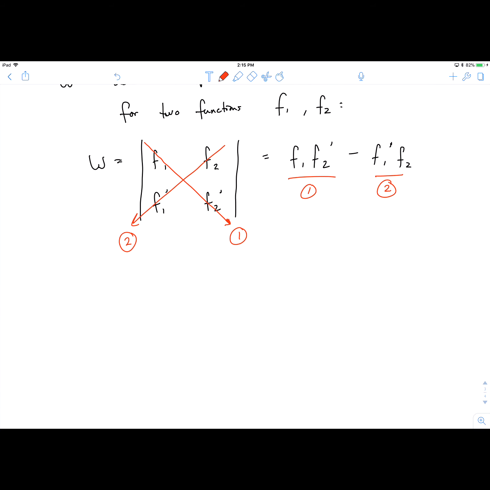So let's say, for example, just a few quick examples of what the Wronskian would look like. Let's say our first function was t squared, and the second function was 3t squared. This is an example.